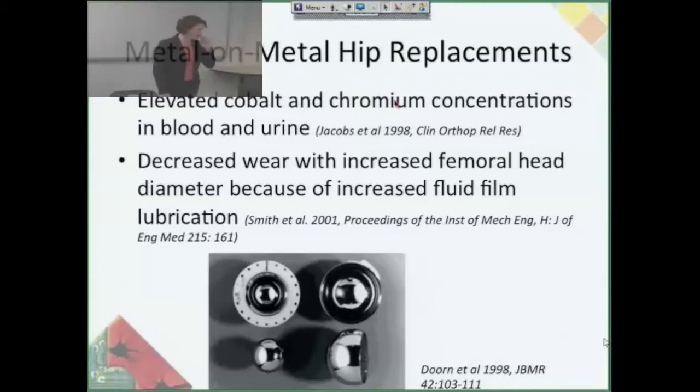I thought it was interesting that there was one paper in 2001 that showed that they actually decreased wear and increased the resistance to wear by just changing the diameter of the femoral head. This is in a hip replacement where you have a cup and the ball articulating inside the cup. Just by increasing the diameter, it decreased the wear because it changed the tribological properties. It changed the lubrication and how the lubrication happened. The lubrication actually got better just by changing the shape of the material.